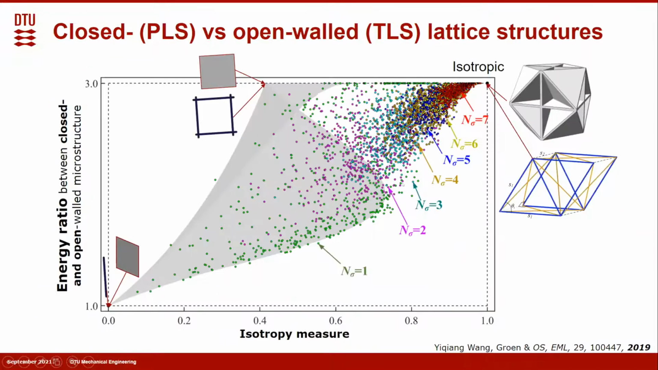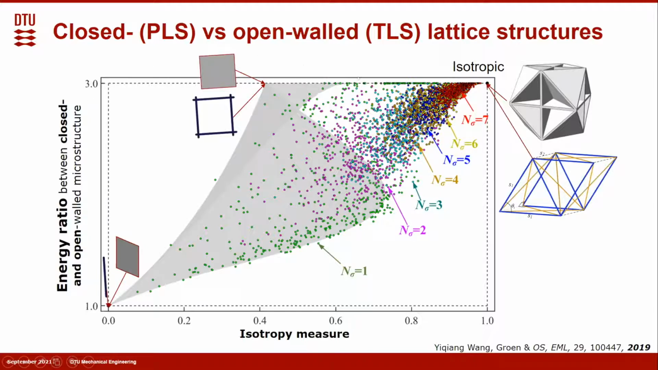Our group has done intensive numerical optimization to seek stiffness optimal open wall lattices under arbitrary load conditions. This image summarizes the comparison between closed plate structures and open wall truss lattices. We can see in general, open wall truss lattices show inferior stiffness in a range of 1 to 3.